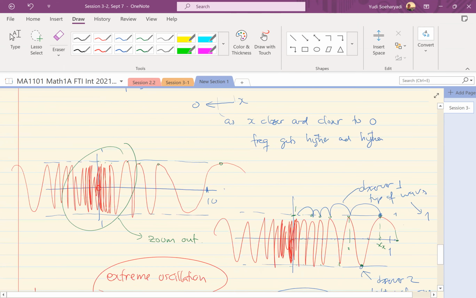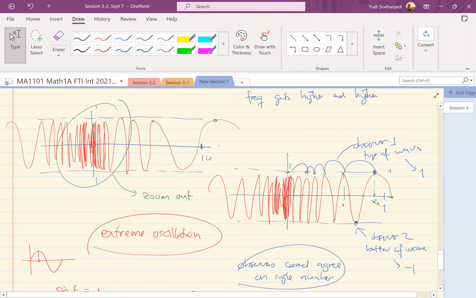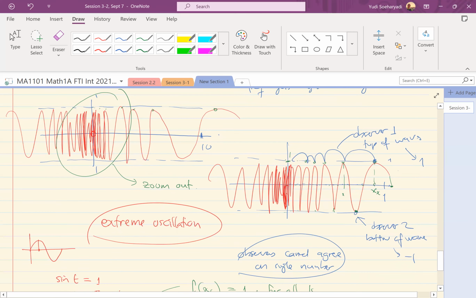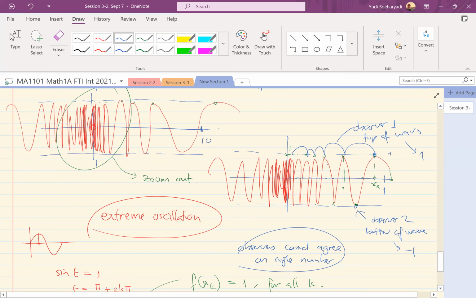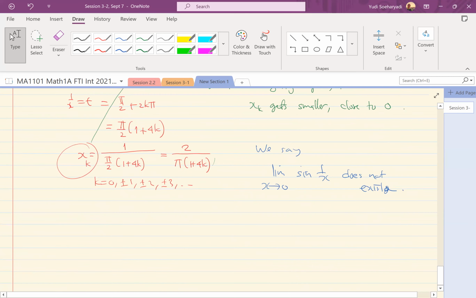Okay, and this one also, well, they cannot agree on a single number where the function tends to, because every observer here gives a different number. So in this case, we say that the limit does not exist. Okay.